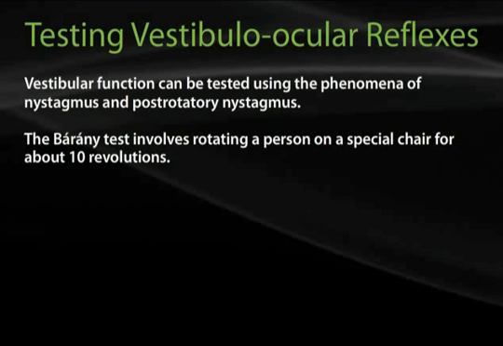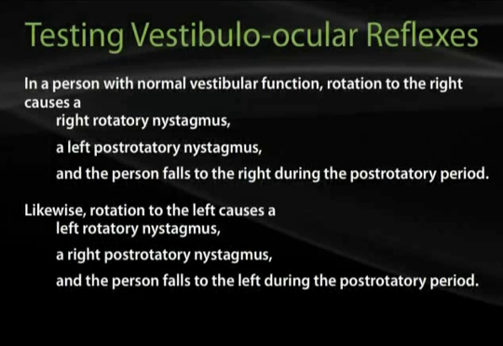Vestibular function can be tested using the phenomena of nystagmus and post-rotatory nystagmus. The Bárány test involves rotating a person on a special chair for about 10 revolutions. With normal vestibular function, rotation to the right causes a right rotatory nystagmus, a left post-rotatory nystagmus, and the person falls to the right during the post-rotatory period. Likewise, rotation to the left causes a left rotatory nystagmus, a right post-rotatory nystagmus, and the person falls to the left during the post-rotatory period.